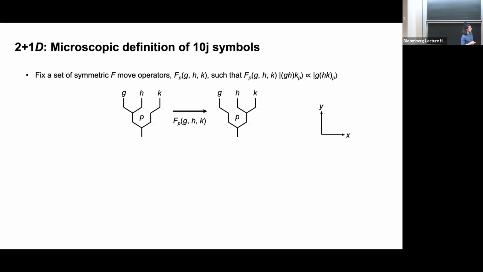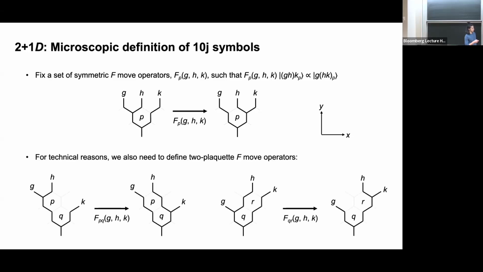And for technical reasons, we also need to define two-plaquette F-move operators. So these are the same idea as the single-plaquette F-move operator, but now they enact an F-move across two plaquettes. Right, so we have this Q type F-move and this QR type F-move.